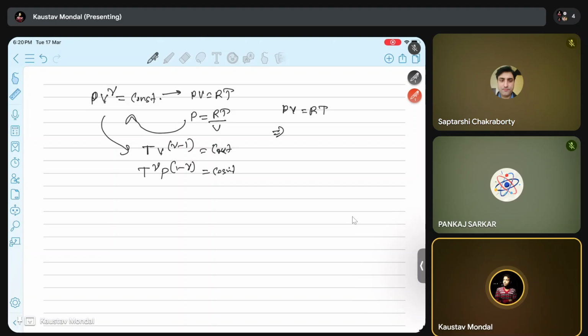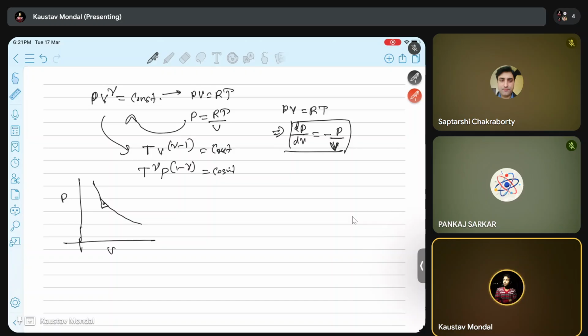Now from here, if you calculate the slope of the isotherm, the slope of the curve for an isothermal process, that would take the form dp by dv equal to minus p by v. If you do the derivative, you will be getting dp by dv equal to minus p by v. This would be the slope of that isotherm. So this is what the curve for an isothermal process looks like, and the slope of this curve is dp by dv equal to minus p by v.